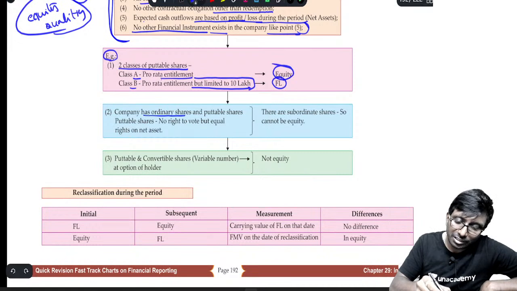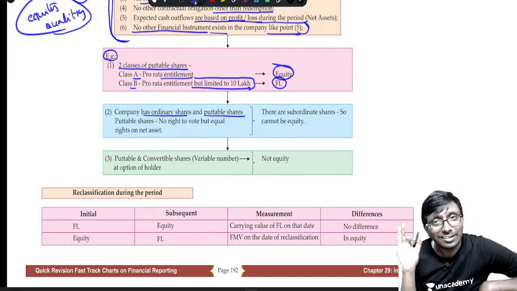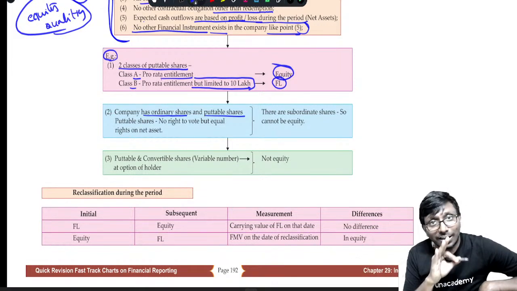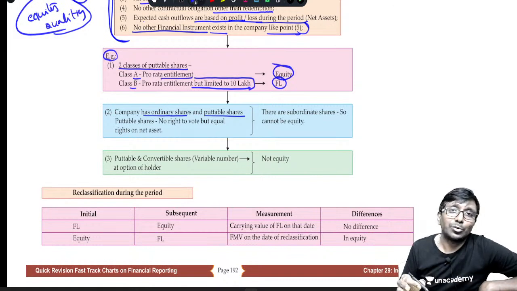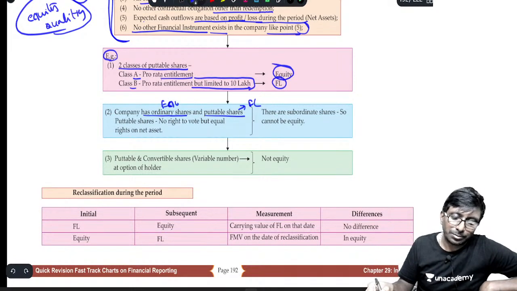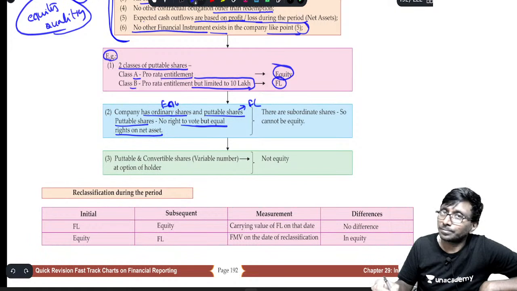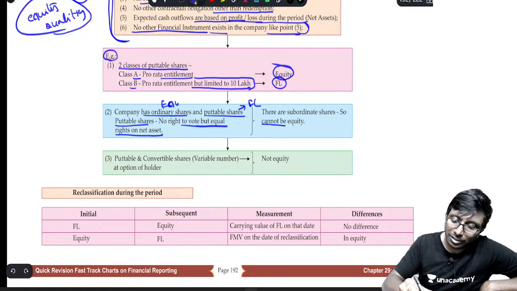The company has ordinary shares and putable shares, both. Then obviously, my dear, putable shares we will call a liability. Ordinary shares, meaning equity shares, are also there in the company. That will be equity share capital. The ordinary share capital will be equity, the putable shares will be a financial liability. Okay, that means putable shares with no right to vote but equal rights on the net assets still cannot be called equity.